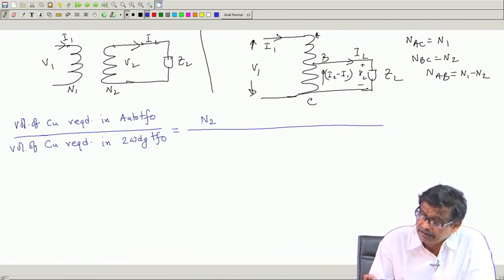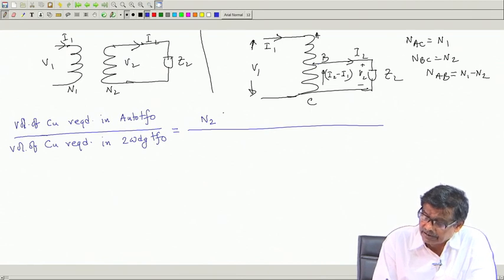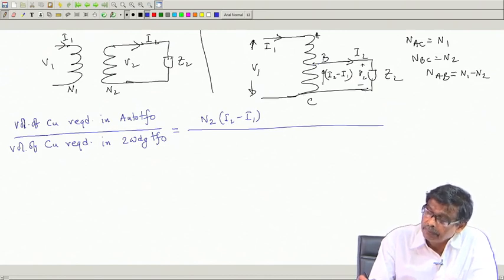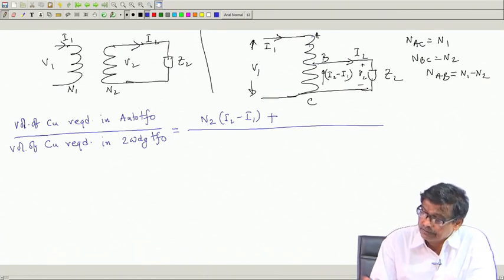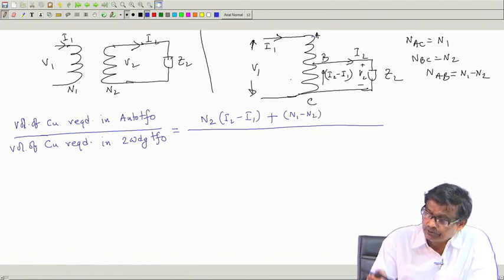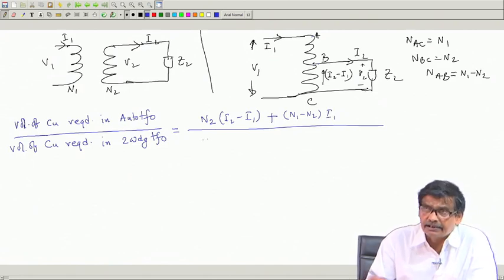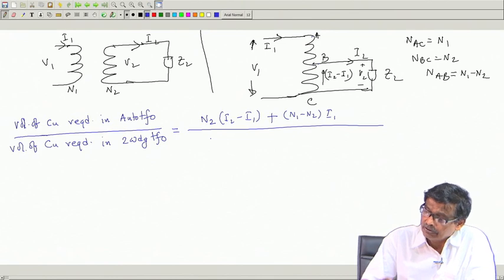What current is this coil carrying? The magnitude of the current I2 minus I1. It is this portion, plus what is the length of the copper required in portion NAB? The number of turns existing between A and B terminals, that is N1 minus N2. So, N1 minus N2, and the cross sectional area of this portion should be decided by the amount of current it is carrying, that is I1. All these currents are rated values. So, this will be this thing.